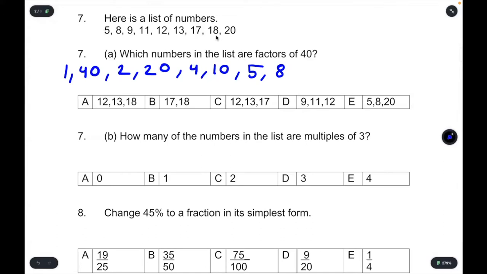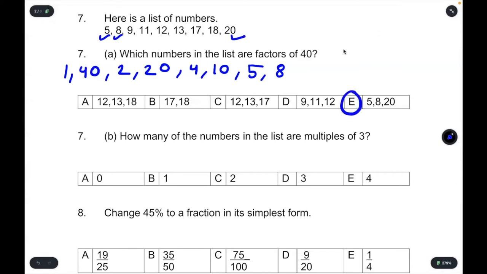Now let's see which of the numbers in the list above are in common with the list of factors we've got here. 5 is a factor of 40. 8 is a factor of 40, 9 is not, 11 is not, 12 is not, 13 is not, 17 is not, 18 is not, and 20 is. So we've got 5, 8, and 20. That looks exactly like option E.